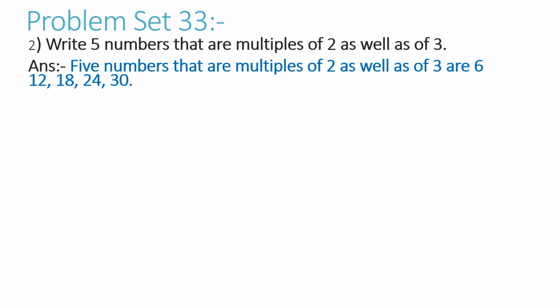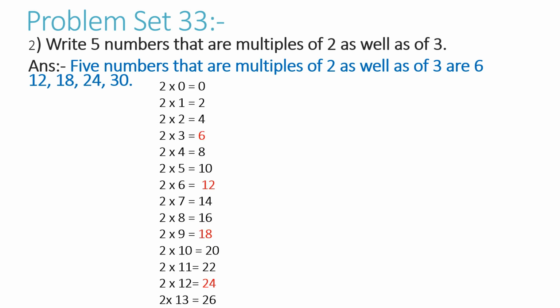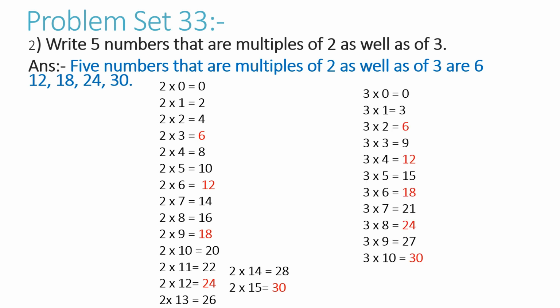Second sum, write 5 numbers that are multiples of 2 as well as 3. Now to write, the best way is to write the table and find out. So 2 table you have to write and 3 table you have to write. From the 2 table, which are the common ones? Now see here, 2 3s is 6. 2 6s is 12. 2 9s is 18. 2 12s is 24 and 2 15s is 30.